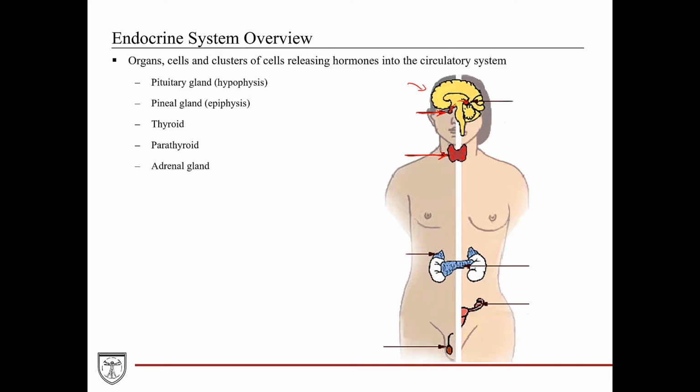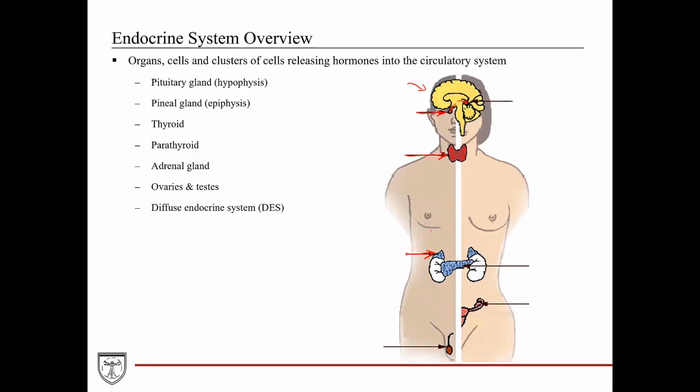Then we have the adrenal glands, which are these pyramidal-shaped organs positioned just above the kidneys. These paired adrenal glands produce many hormones, including the adrenalins. The ovaries and testes are also endocrine organs, which produce pretty important sex hormones.